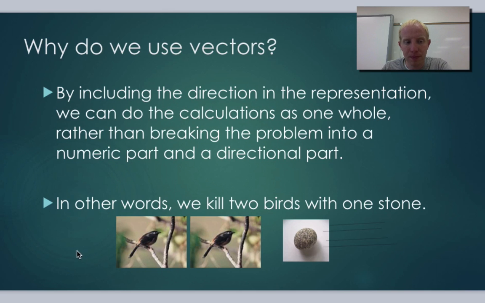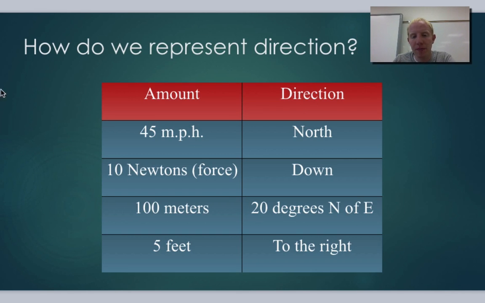Let's talk about all the different ways we can represent direction with vectors. Here's a table of things that we can specify vectors of. We have an amount or value and a direction. An amount is a number and a unit, like 45 miles per hour. The direction we can say in a couple of different ways. We could say 45 miles per hour to the north. We could say 10 newtons down, like the cardinal direction down relative to the earth.